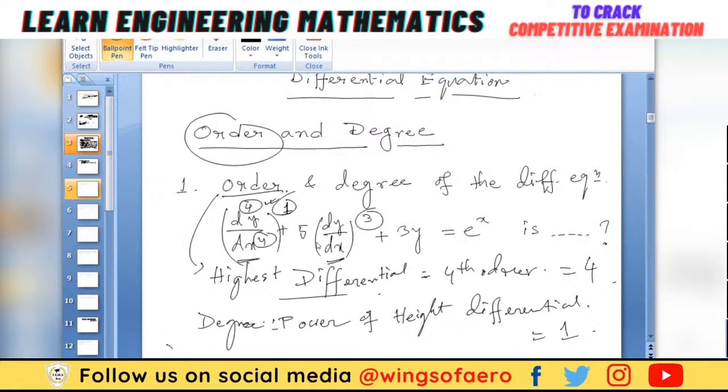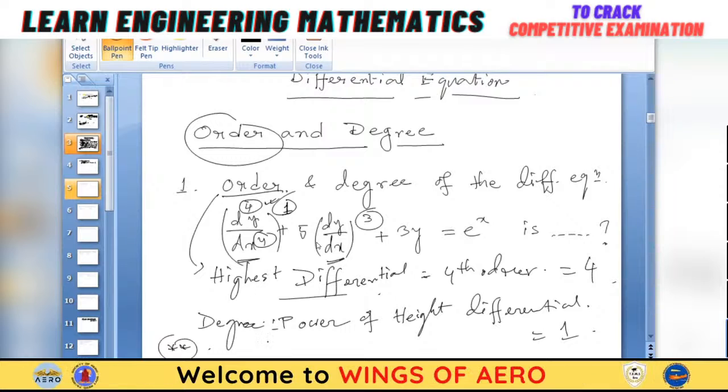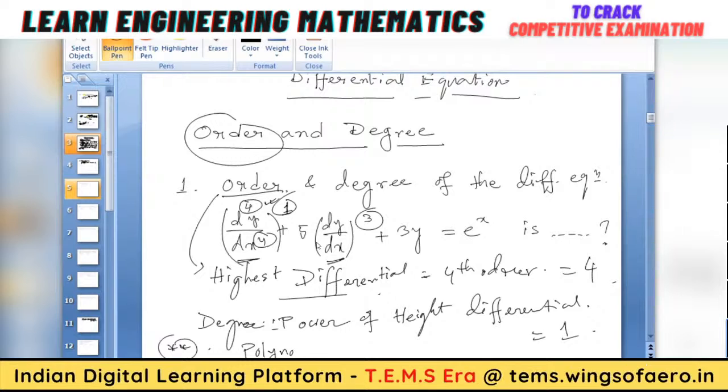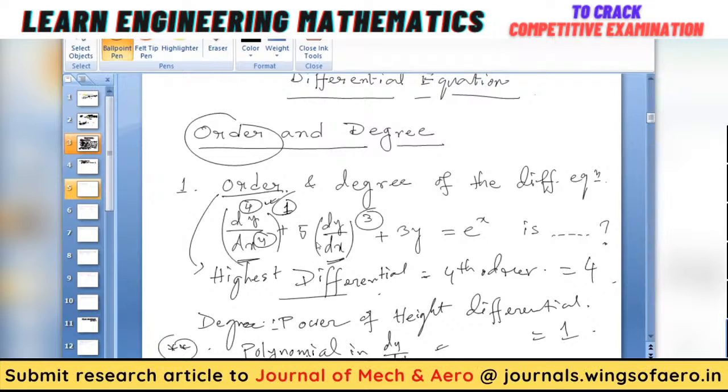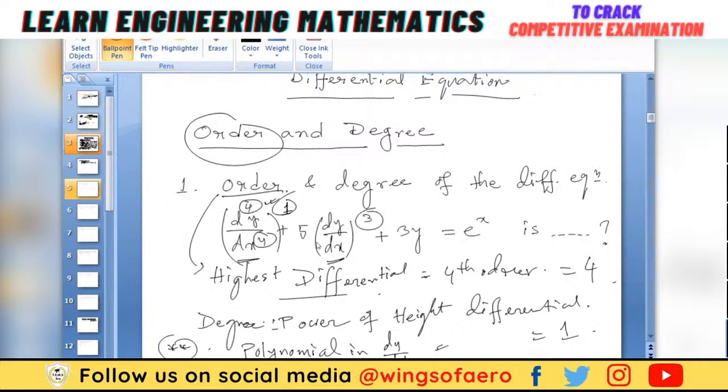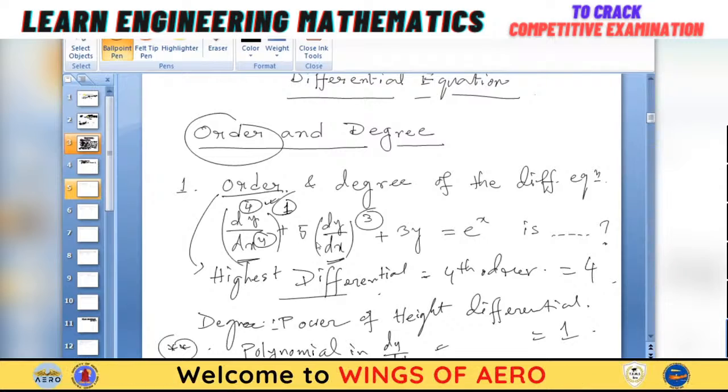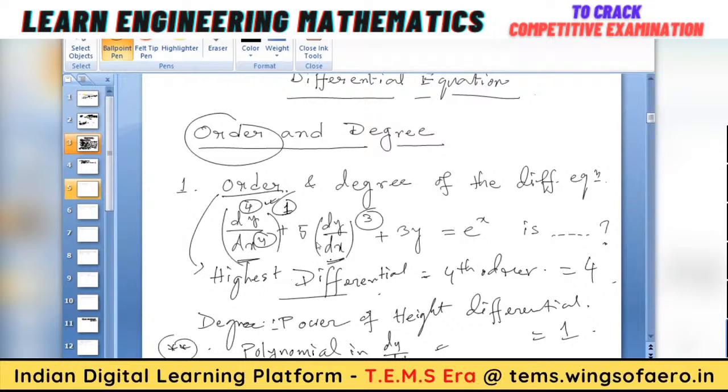One thing should be remembered, a very important point. Degree can only be found if the differential equation is in polynomial form, polynomial in dy/dx. What do you mean by polynomial in dy/dx? The dy/dx term is not inside any sine function or exponential function or logarithmic function. It is a polynomial function, only the dy/dx term is present.